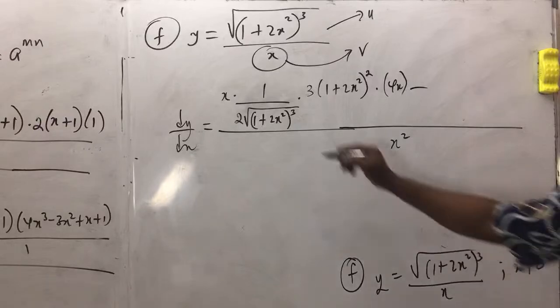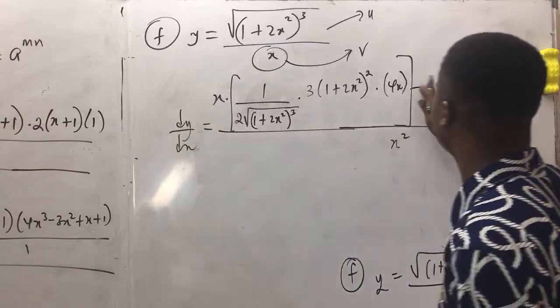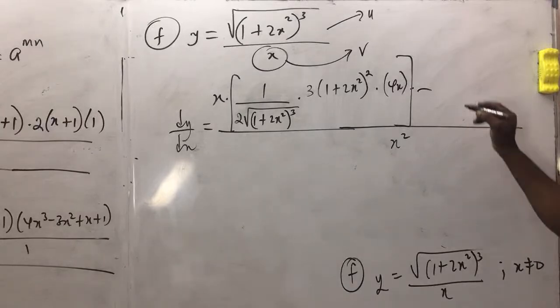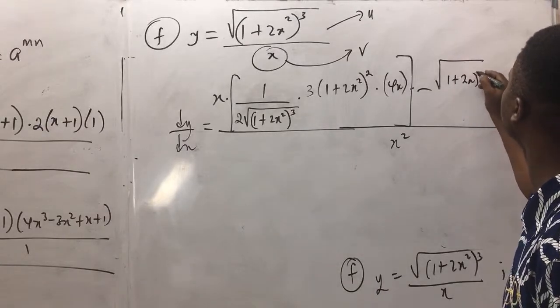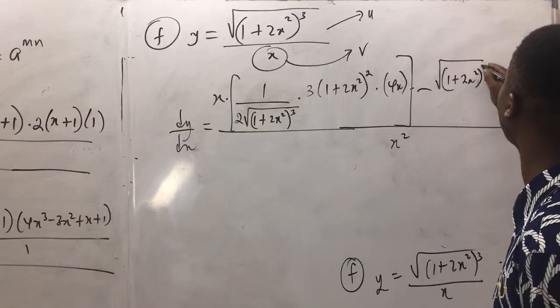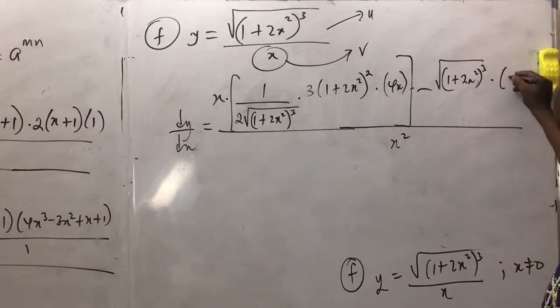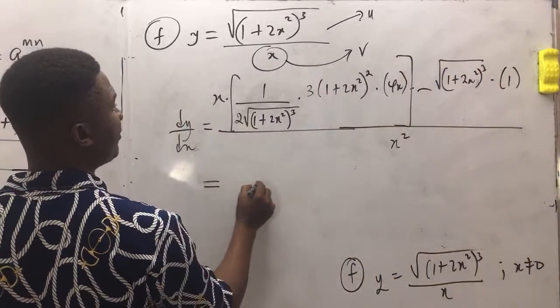That was differentiating, keeping v constant and differentiating u. So you check out that, okay? Differentiating u with respect to x. So let's now keep u constant. Keeping u constant means keeping this constant, 1 plus 2x squared all raised to power 3, and differentiating, keeping u constant, differentiating v. If you differentiate v, you're going to get 1.